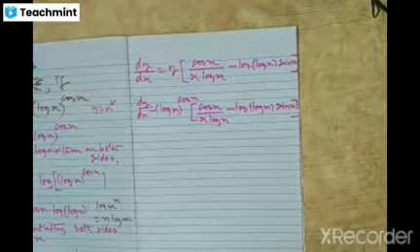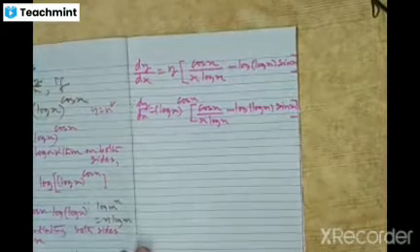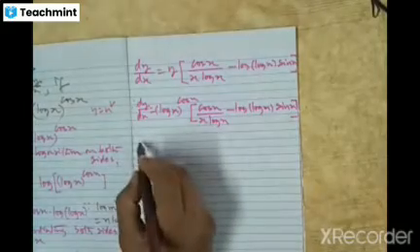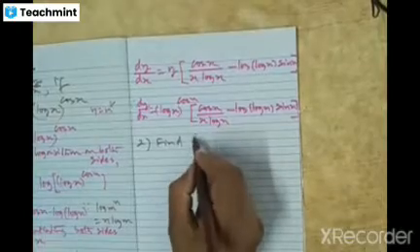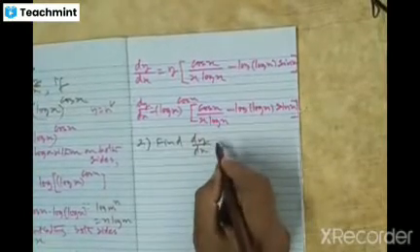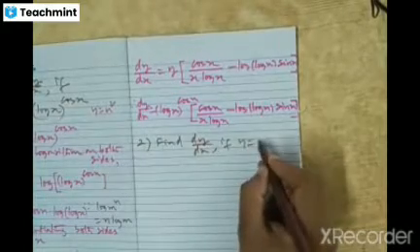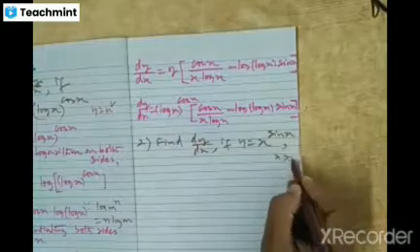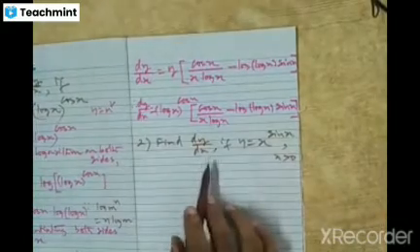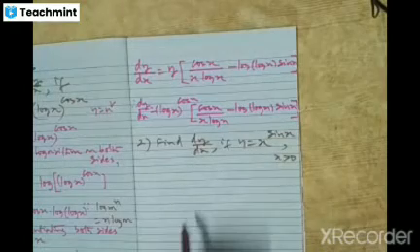Okay. So, now we shall move on to the second problem. Problem number 2. Find dy by dx if y is equal to x power sin x. It is given that x is positive. Okay. Find dy by dx if the given function is y is equal to x power sin x.